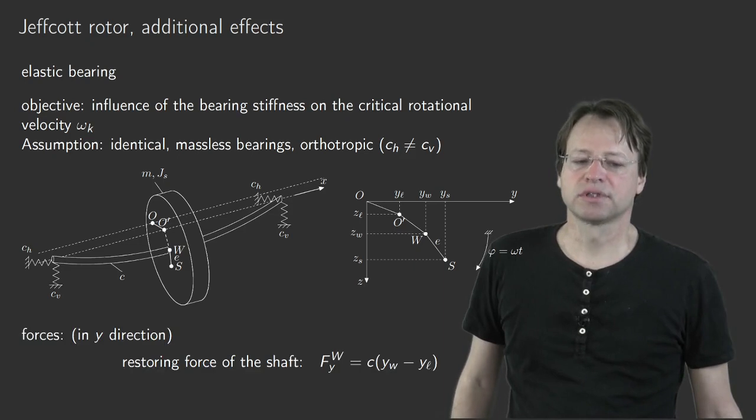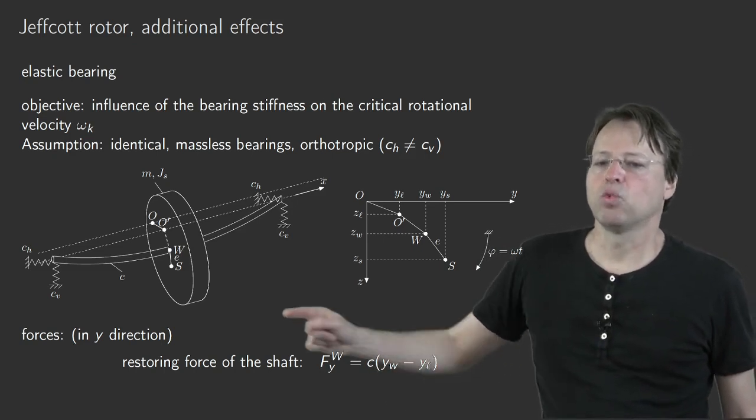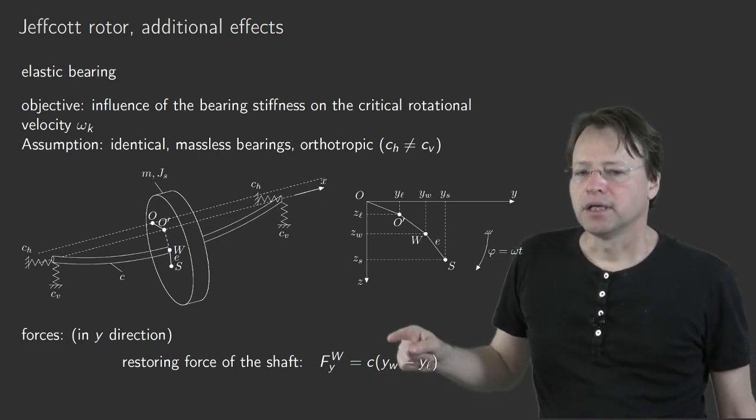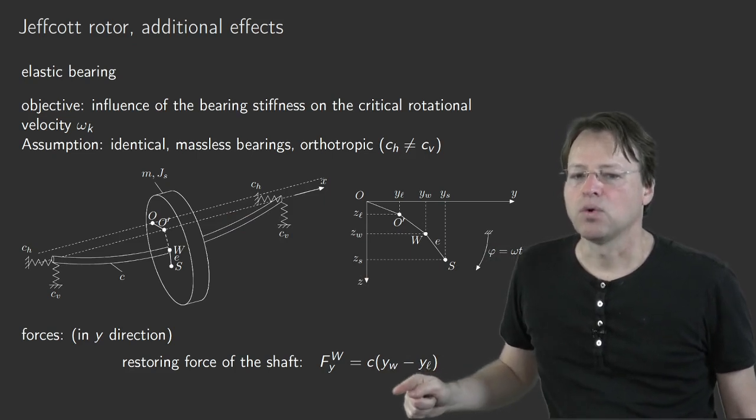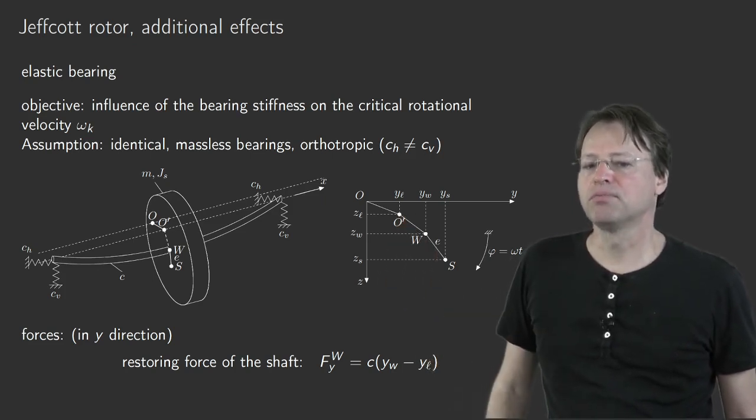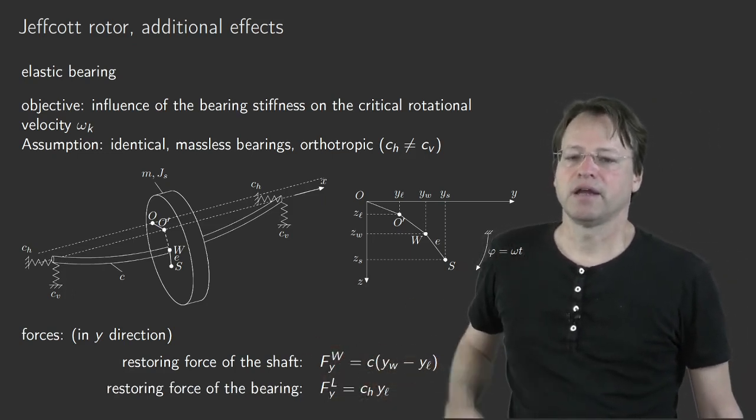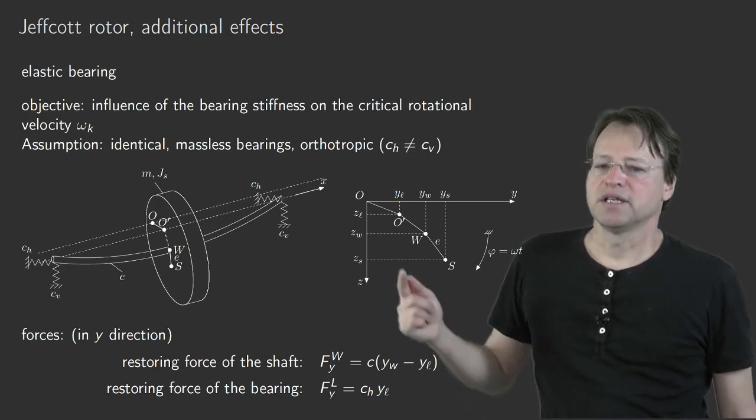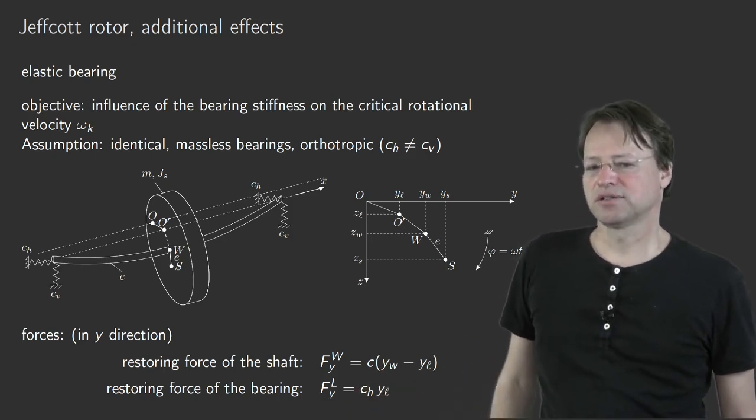And now if you consider the forces, then we have the restoring force of the shaft, and for the restoring force of the shaft we still have one spring constant C for the elastic restoring force, and we take into account the relative displacement now between point W and point O prime. So therefore we have Y sub W minus Y sub L. Y sub L is the lateral displacement of point O prime. And then we have the restoring force of the bearing, which is now F_y with a superscript L, C sub H times Y sub L, and in Z direction, in vertical direction, we would have C sub V times Z sub L here.